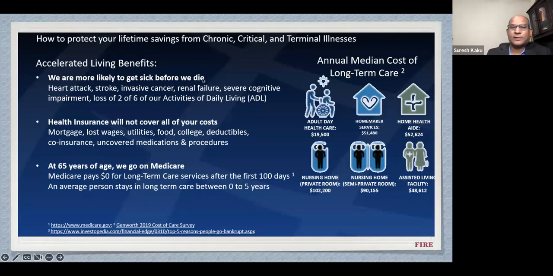This is what I was talking about when I mentioned the critical, chronic, and terminal illness benefits. We need to start planning for this, so that in the future, if any of these issues happen, we are protected. Like I said, these are all today's dollars: about $100,000 for a private room, $90,000 for semi-private, $48,000 for assisted living, and so on.